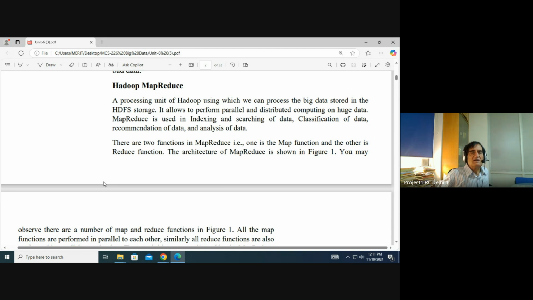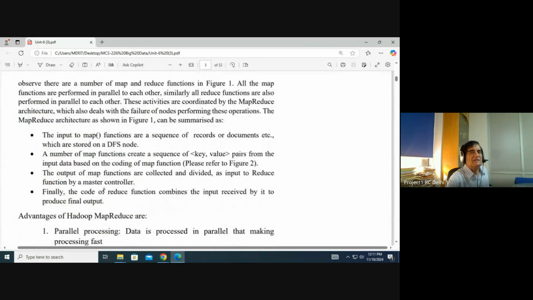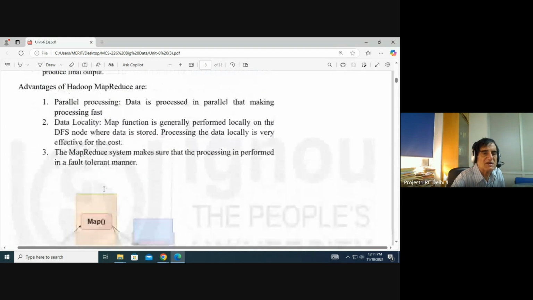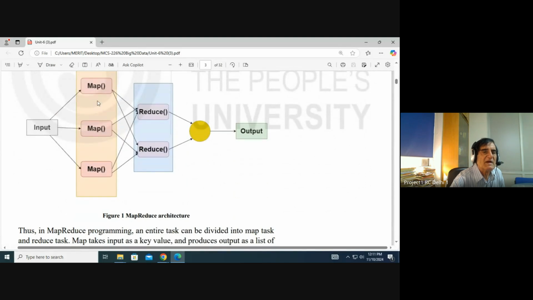There are two functions in MapReduce: one is the map function and the other is the reduce function. The architecture of MapReduce is shown in figure 1. You may observe here there are a number of map and reduce functions. The input goes to the map functions: map 1, map 2, and so on, then reduce, reduce, and output, as we saw earlier.